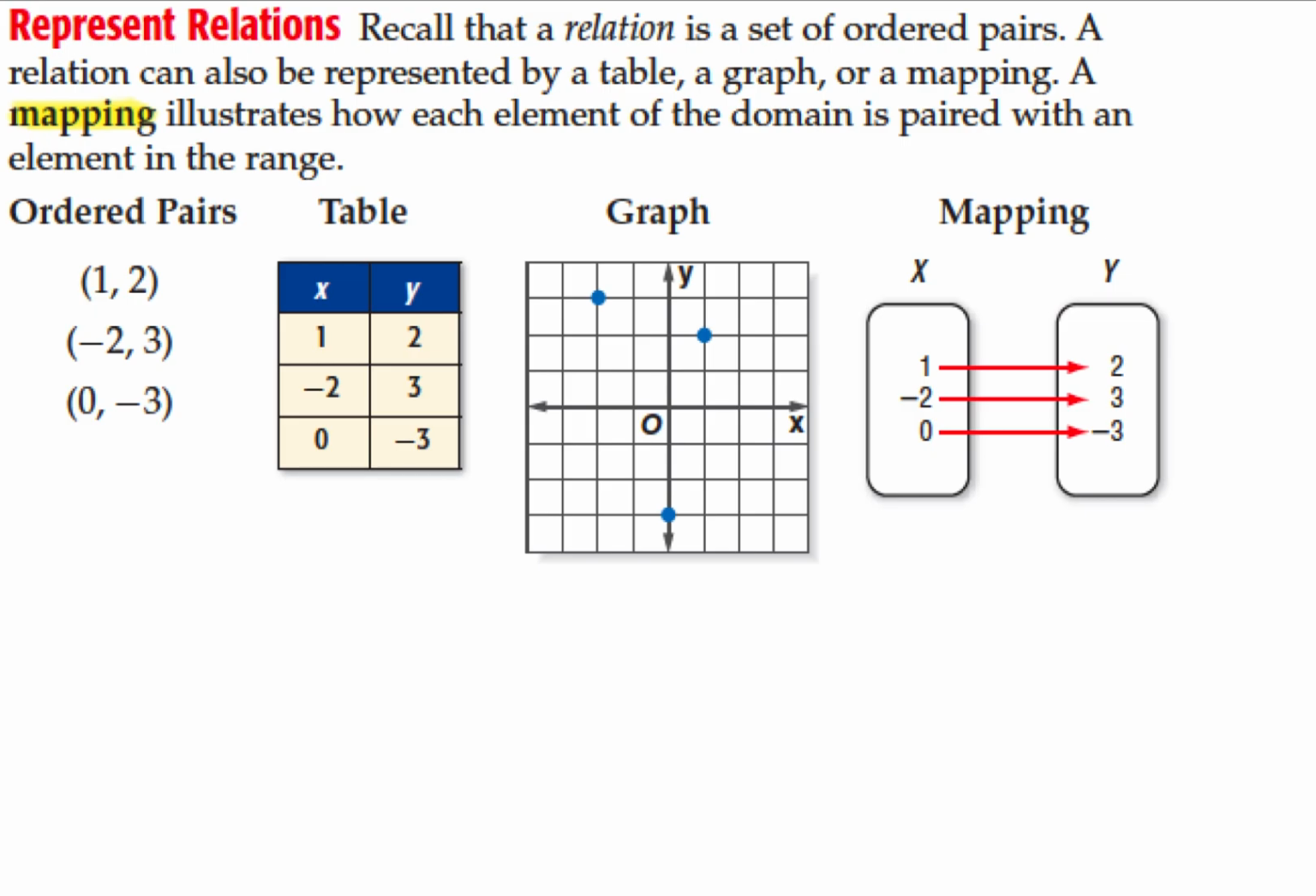So here I've got the same relation represented 4 times. In a set of ordered pairs, you can see the ordered pairs listed there. The table has the exact same information as the ordered pairs. They're just listed in the table. The graph is just plotting those 3 ordered pairs, and the mapping shows how 1 maps to 2, -2 maps to 3, and 0 maps to -3. The ordered pairs in the relationship there.